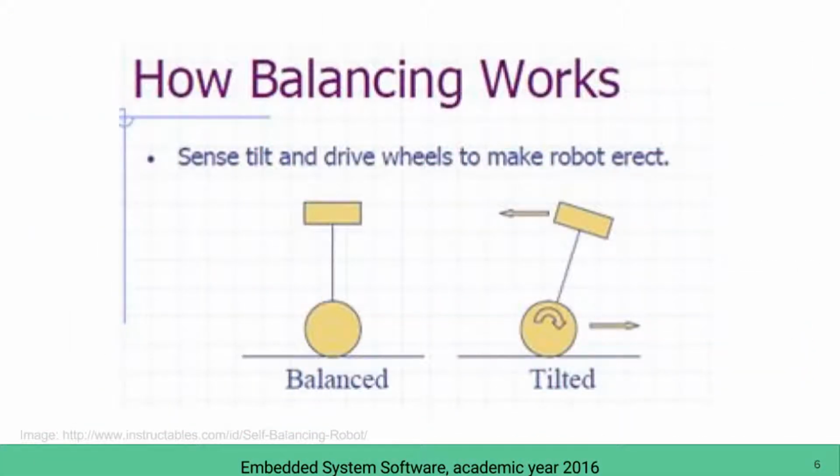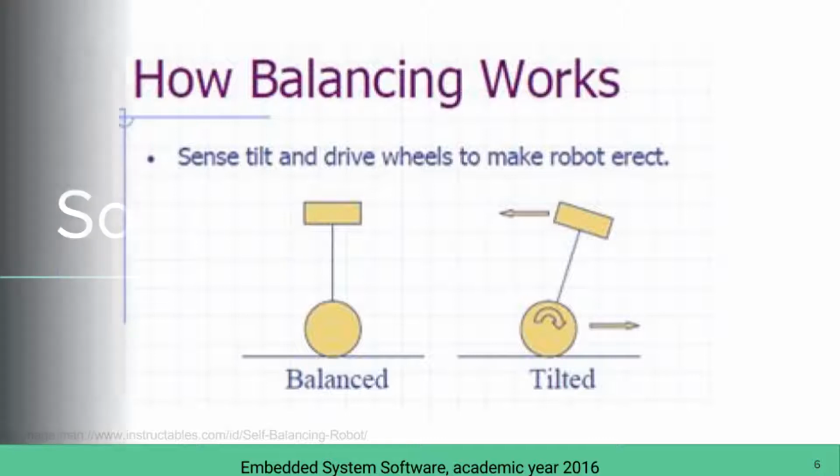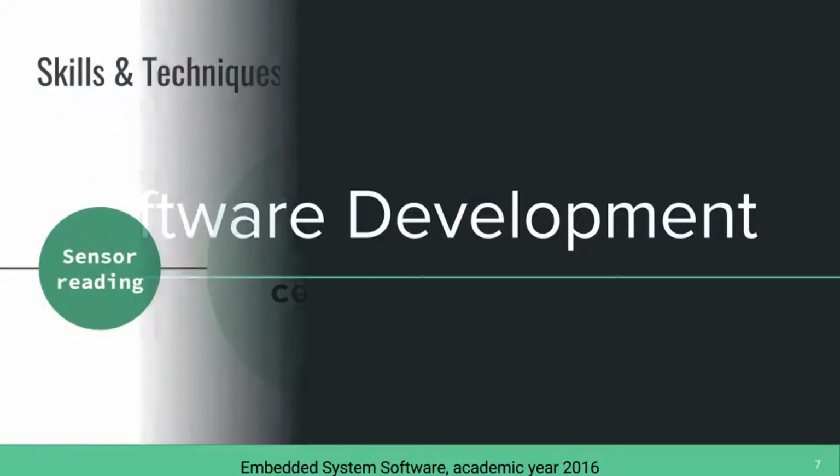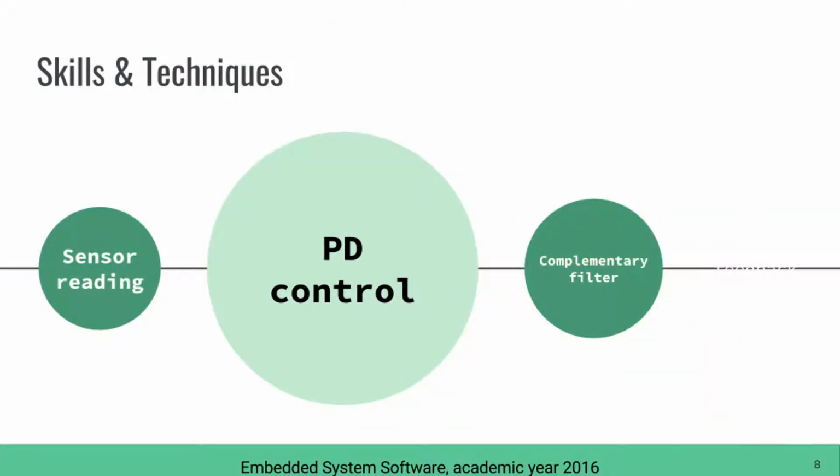The concept of the system is to balance itself by going toward the tilted direction to keep the balanced state, when the model is tilted as shown in the picture. For software development, we use three main skills and techniques: sensor reading, PD control, and complementary filter.